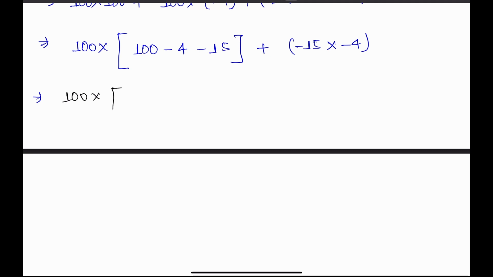100 into, either we can do 100 minus 4. We can do 100 minus 4, right? 100 minus 4 is 96 minus 15. Okay, make sure to plus minus of 15 into minus of 4.